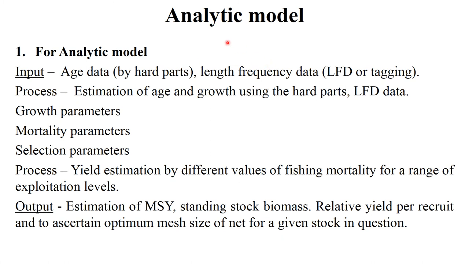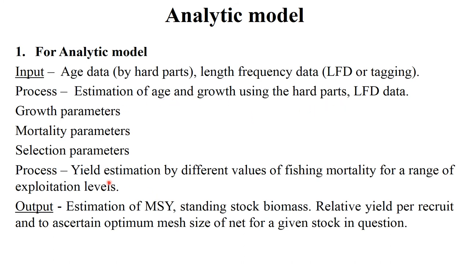The analytic model requires a very long data set. The input data is the age data from the hard parts of the body, so it is very difficult to get the age data. And length frequency data is one of the most common and most popular data. The process is to estimate the different population parameters: the mortality rate, growth parameter, mortality parameter, and selection parameter are easily calculated from the age or length frequency data.